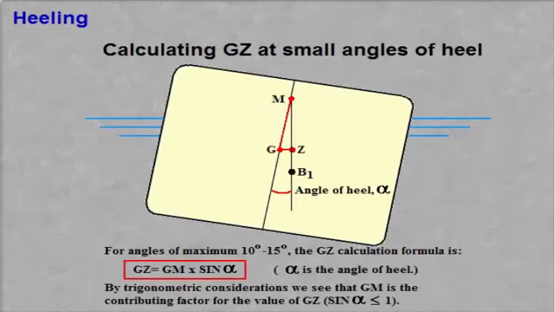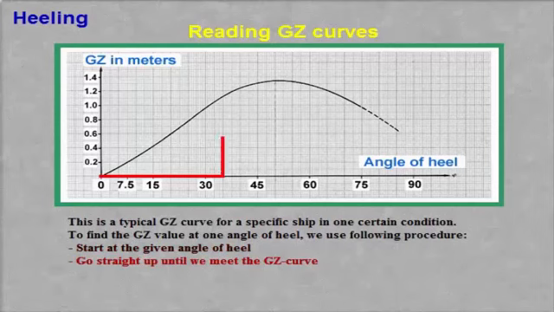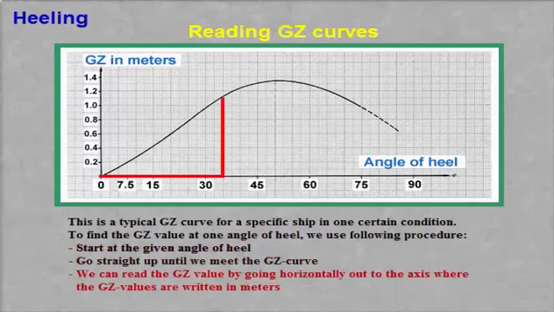How to calculate GZ at small angles of heel. This is a typical GZ curve for a specific ship in one certain condition. To find the GZ value at one angle of heel, we use the following procedure. Start at the given angle of heel. Go straight up until we meet the GZ curve. We can read the GZ value by going horizontally out to the axis where the GZ values are written in metres.